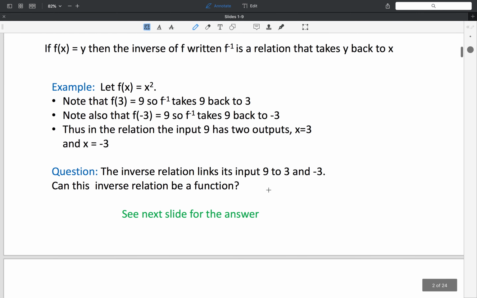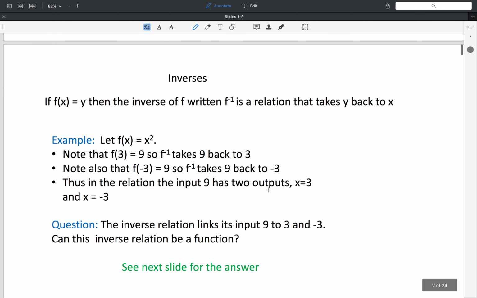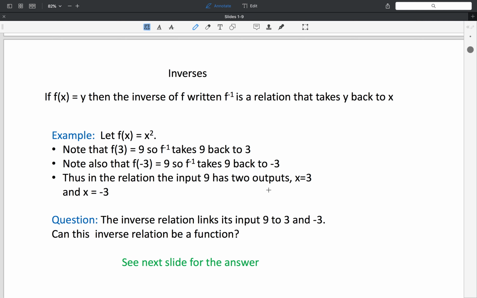Okay, so inverses. If f of x equals y, then the inverse of f is written f inverse, and it's a relation that takes y back to x. So it's like the inverse, it undoes. So f inverse undoes f. If f wraps up a present, f inverse unwraps it.